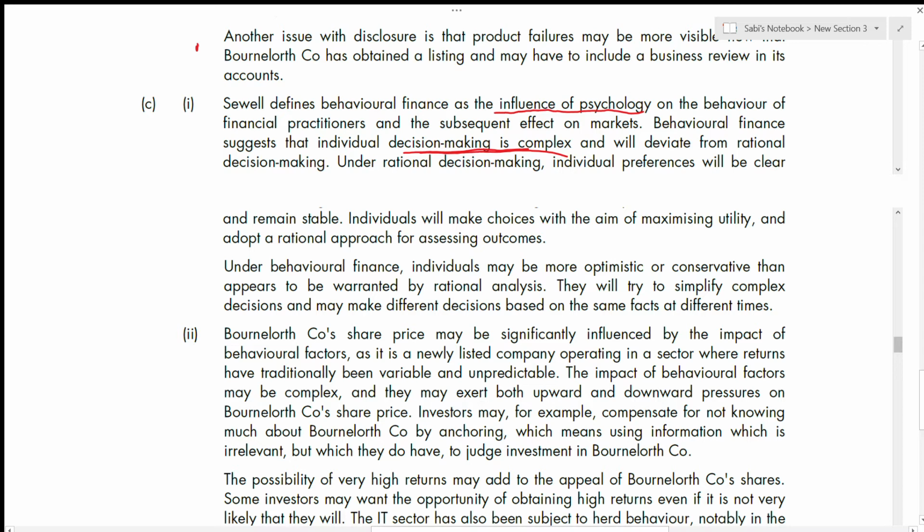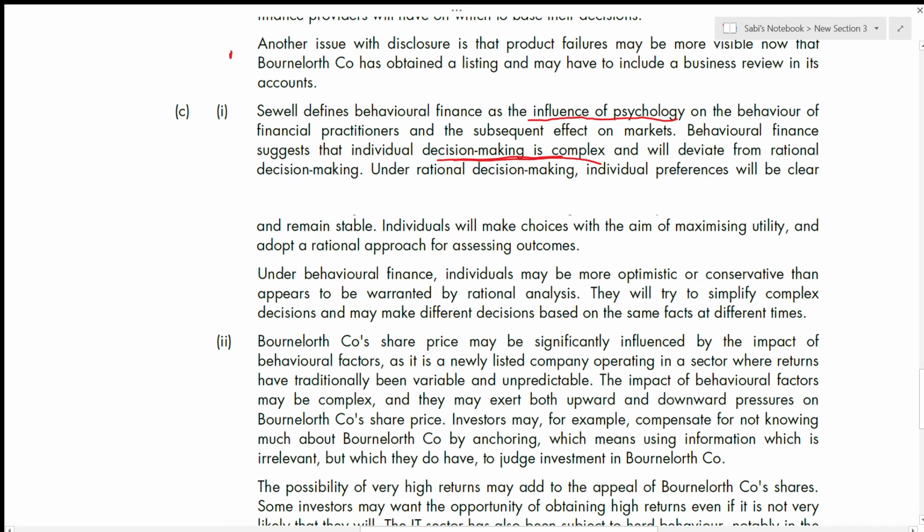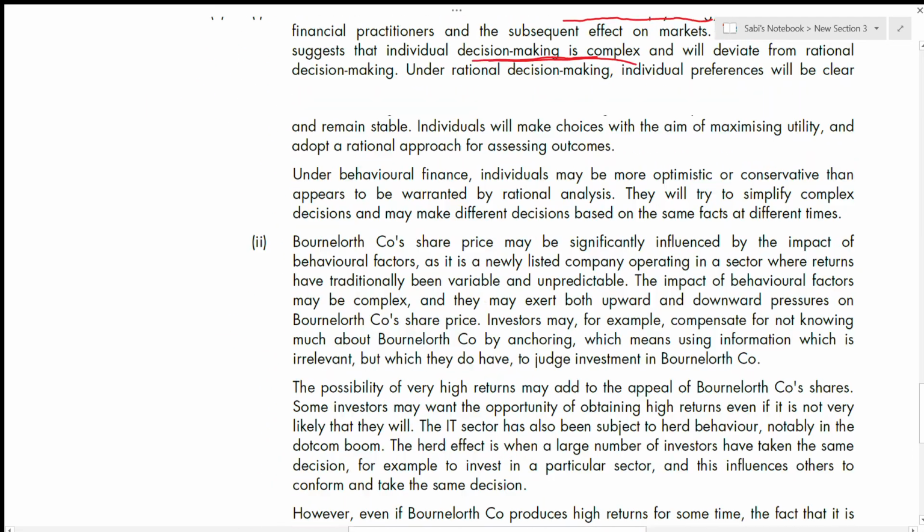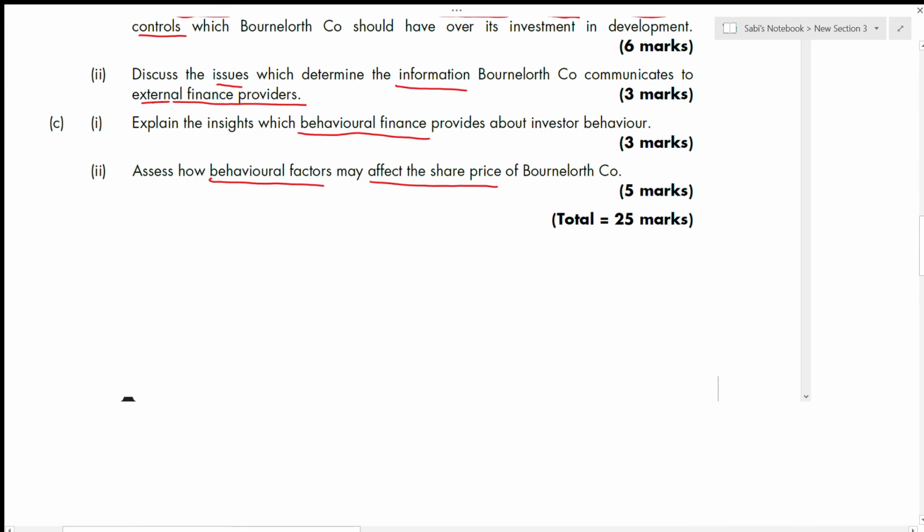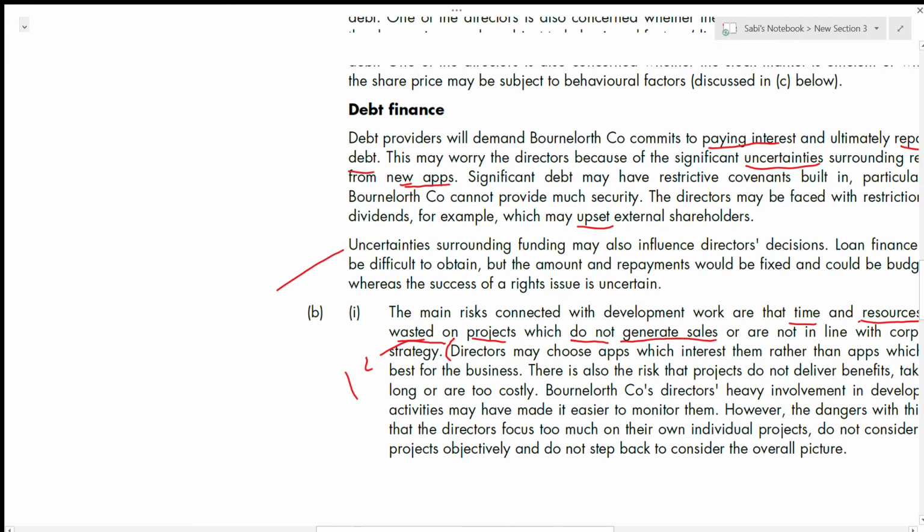So it's like that. And under behavioral finance, individuals may be more optimistic or conservative than appears to be warranted by rational analysis. They will try to simplify complex decisions and make different decisions based on the same facts at different times. Now the first one is why behavioral finance, right? The last one Ikaman is asking us is how behavioral factors may affect the share price. This question is very important now.